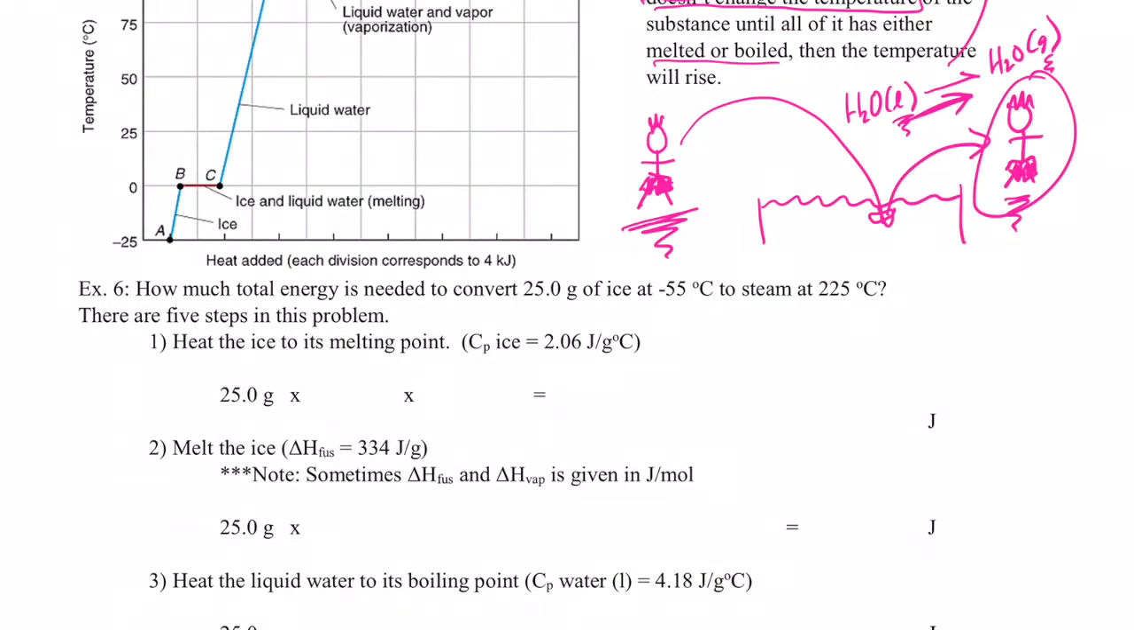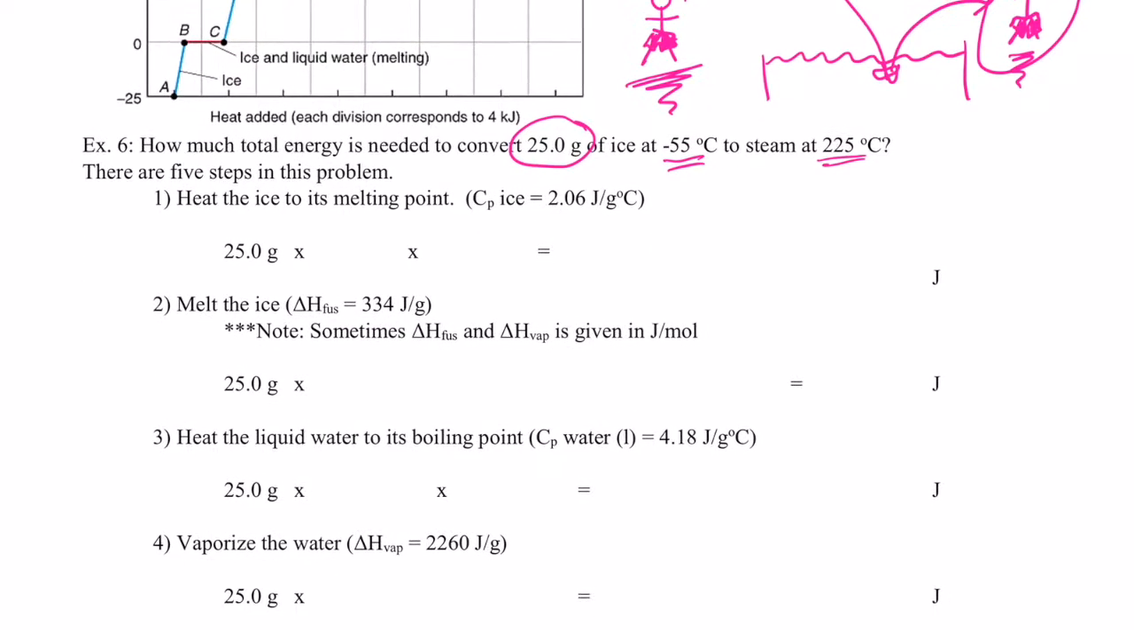Looks like it's going to be 25 grams of ice at negative 55, all the way to steam at 225 degrees Celsius. So we're going to have to go through a couple of phase changes here, which means we're going to be using heat of fusion and heat of vaporization. So let me walk you through this to help you find the total amount of energy required to make this change, because we're going from a low temperature to a very high temperature, so this will be an endothermic process.